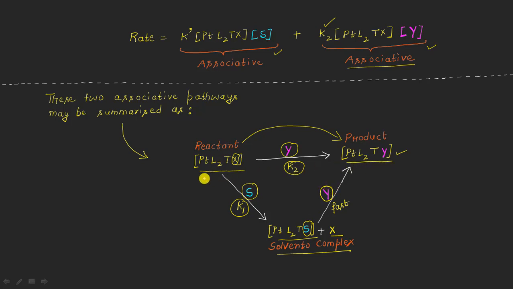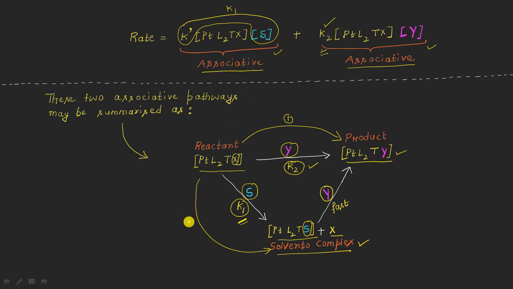So we are having this first associative pathway, which belongs to the K2 rate constant, which you can see here, I mean this pathway. And we do have a second pathway, which is this one here, resulting in the formation of this kind of solvento complex. And this is associated with the K1 type of rate constant, which is this product of the K dash as well as the concentration of the solvent. And I can write here, this is the K1 rate constant, and this is also an associative kind of pathway.